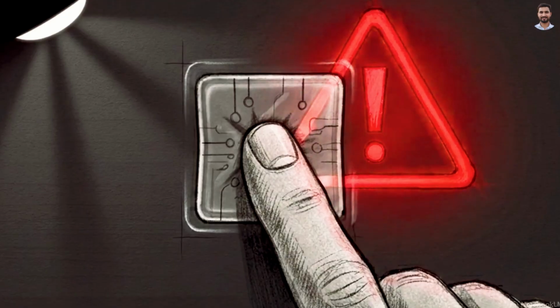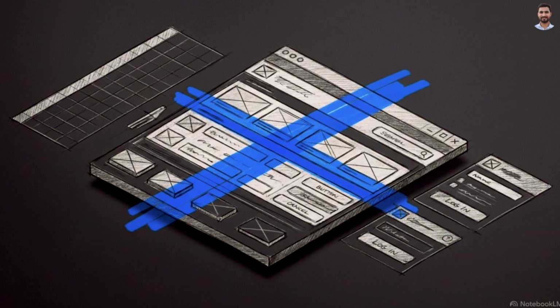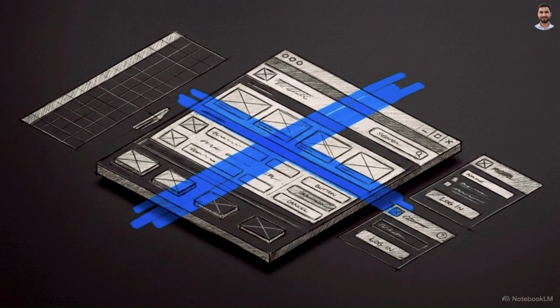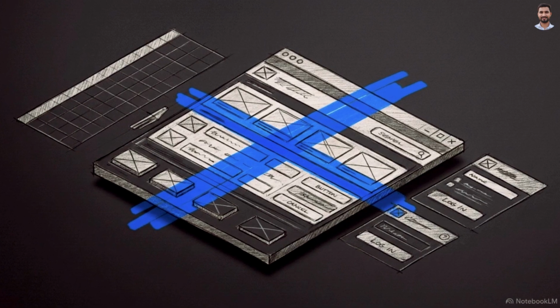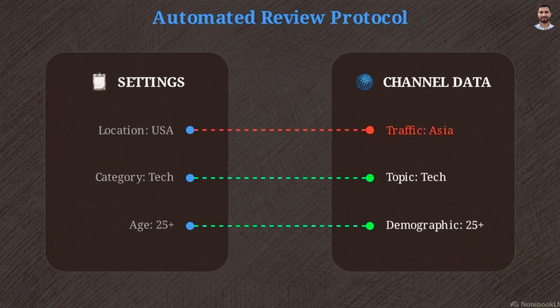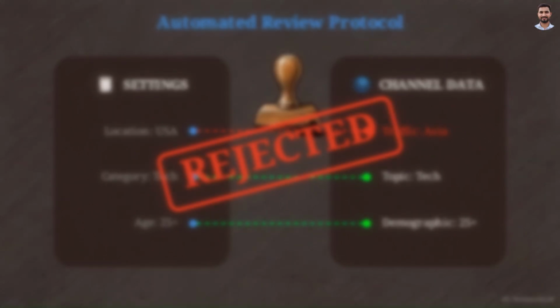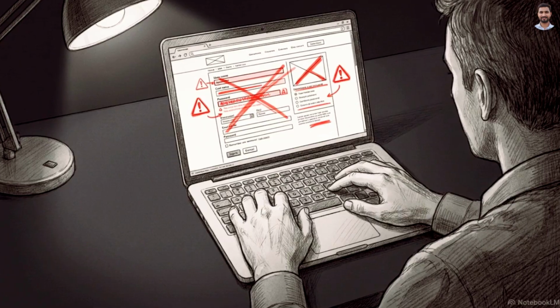The 2026 YouTube Studio Dashboard Update integrates an automated review protocol that scans for configuration errors. If your settings don't match your channel data, the system flags your account for rejection before a human reviewer even opens your case.